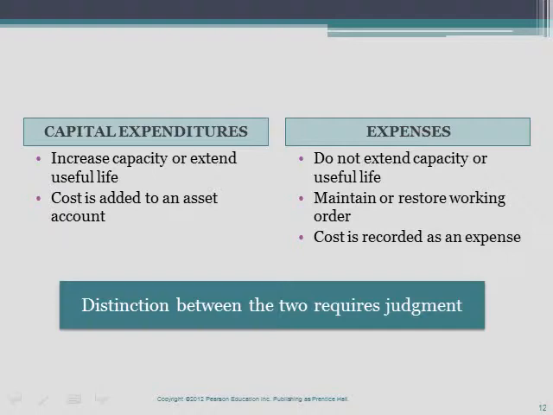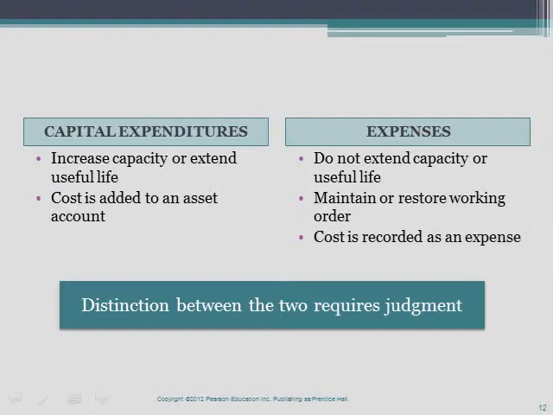Capital expenditures are said to be capitalized, which means the cost is added to an asset account and not expensed immediately. Costs that do not extend the asset's capacity or its useful life, but merely maintain the asset or restore it to working order, are recorded as expenses. For example, repair expense is reported on the income statement and matched against revenue. The costs of repainting a delivery truck, repairing a dented fender, and replacing tires are also expensed immediately. These do not increase the useful life of the asset.